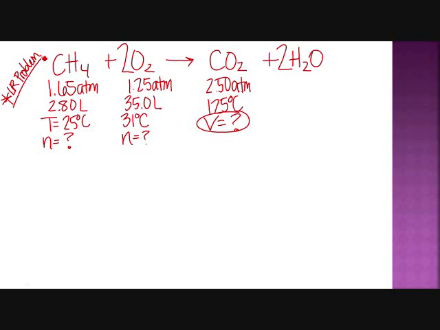So what we're going to do is solve for moles of CH4 and solve for moles of O2. Then, what do you do when you know the moles of each of the reactants? We have to turn it into moles of the product that we want, multiplied by a mole ratio.